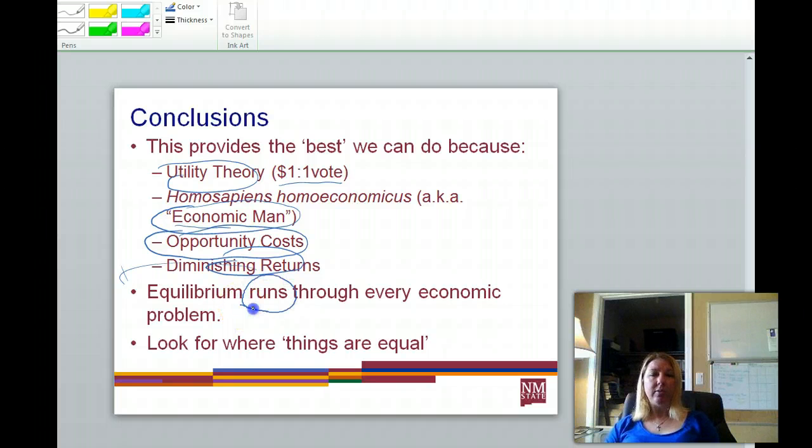And equilibrium runs through just about every economic problem. And so anytime you're trying to solve something in economics, what you're really doing is looking for where things are equal. And that will wrap this one up.